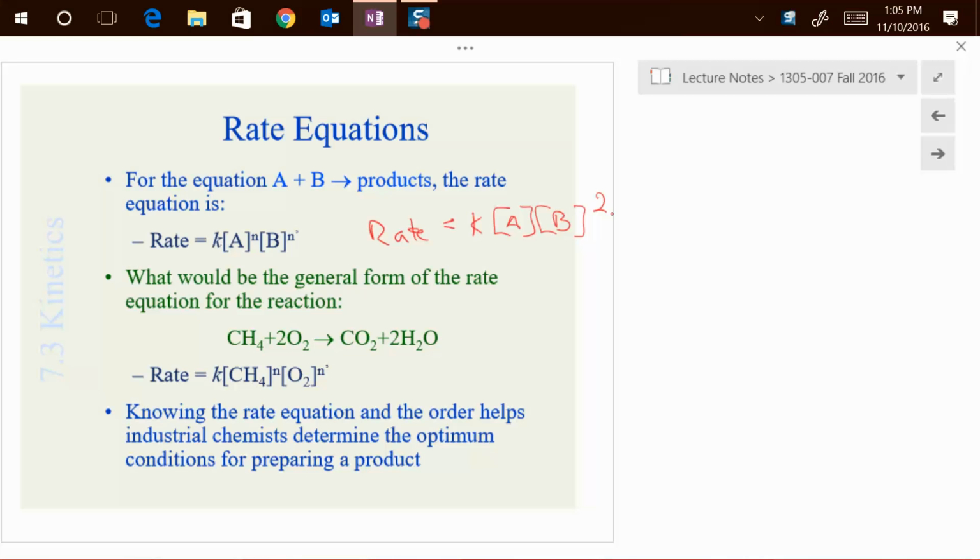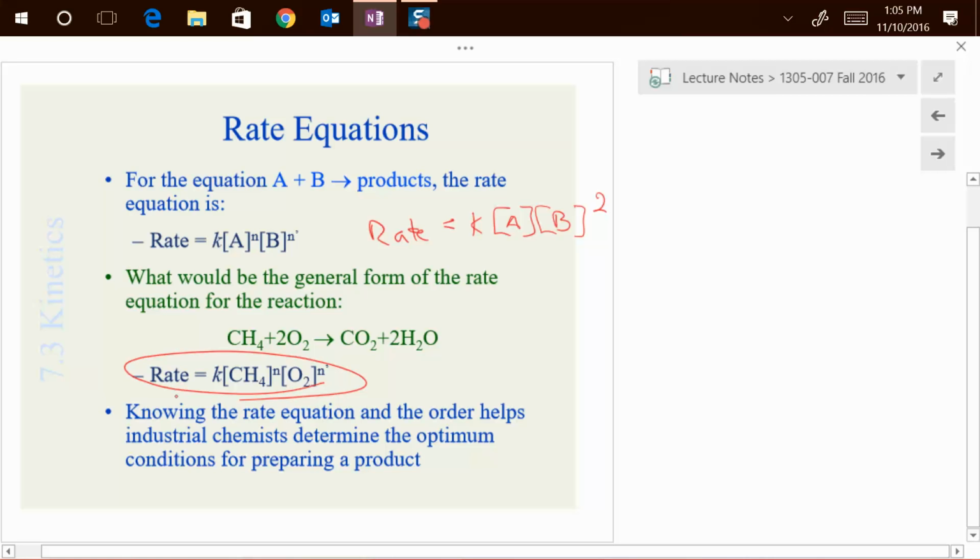So here is an example from an actual equation. Methane plus oxygen produces carbon dioxide and water. Okay? The rate is equal to the rate constant times the concentration of methane times the concentration of oxygen raised to their orders n and n prime. Okay? So this is how I would write it if they didn't tell me the orders. If they tell me the orders, then I would include them.